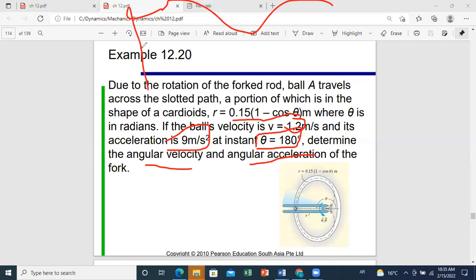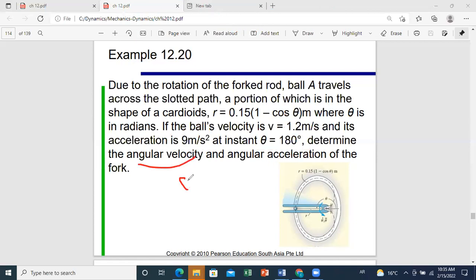So the angular velocity is theta dot. We want to find it. So this is our first unknown. And the angular acceleration, theta dot dot, is our second unknown.